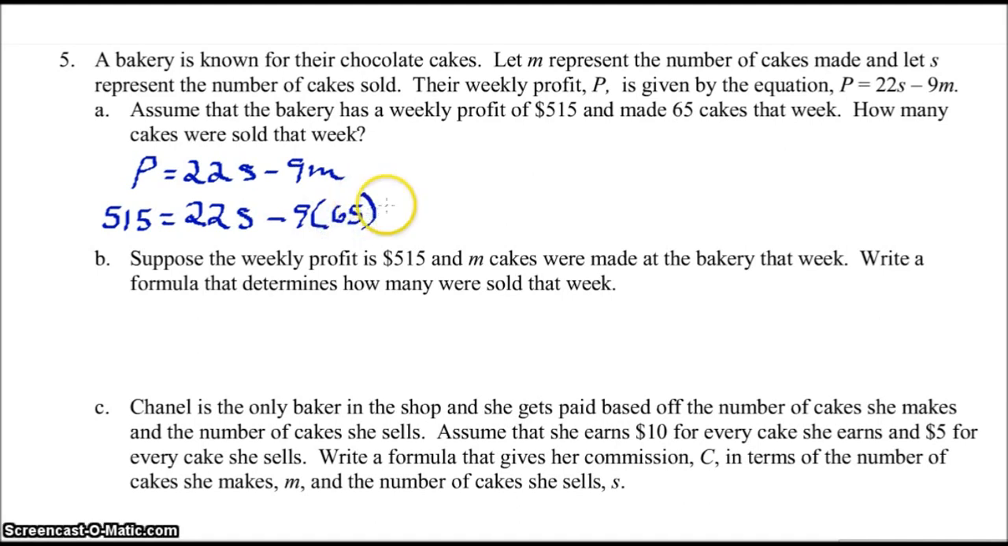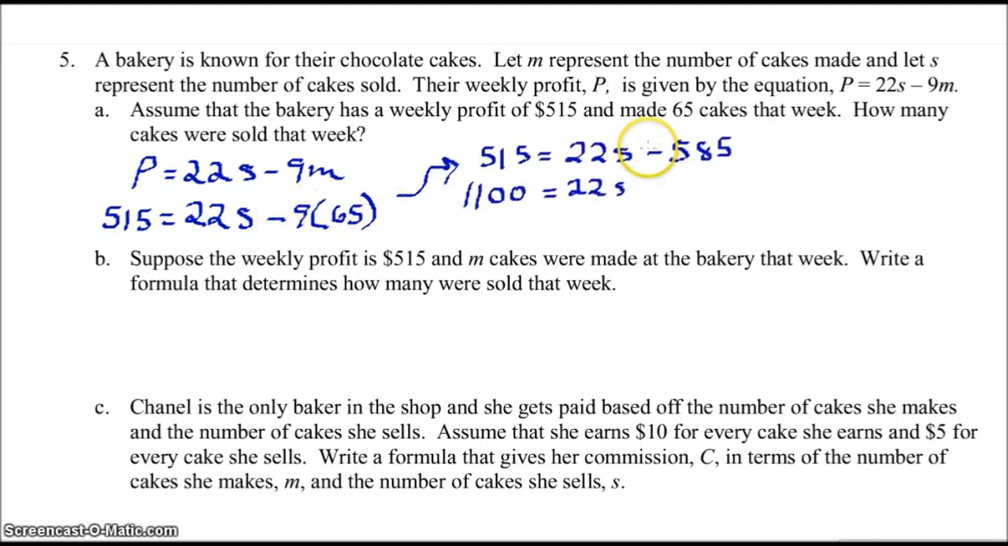Now all we got to do is solve this equation. So negative 9 times 65, that's negative 585. So we have 515 equals 22S minus 585. And then I've added my 585 to each side to get 1,100 is 22S. Then our last step, since 22 times S is 1,100, then 1,100 divided by 22 will give us S. So we get 50. They sold 50 cakes.